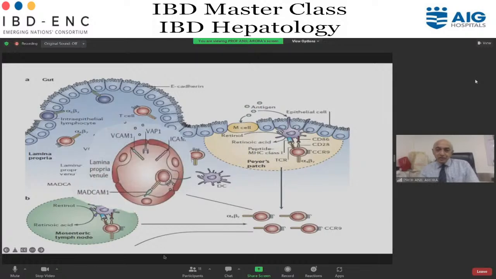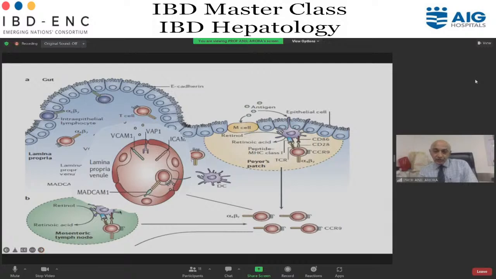So these antigens are called alpha 4 and beta 7. At the same time, inflamed gut epithelium also has overexpression of an adhesion molecule called MADCAM1. So two things are occurring in inflamed bowel. Incoming antigens, because of retinoic acid metabolism, are developing a specialized type of T cell receptors, which have a good tendency to bind to this abnormally expressed adhesion molecule in the vascular endothelium of the gut.